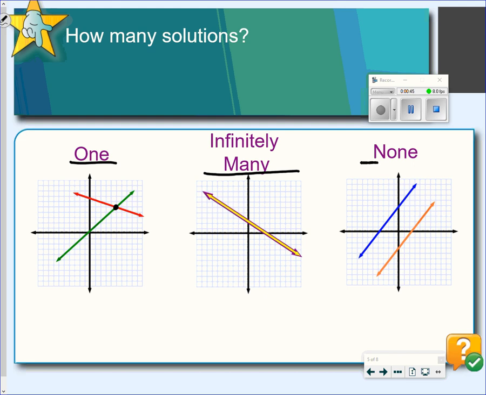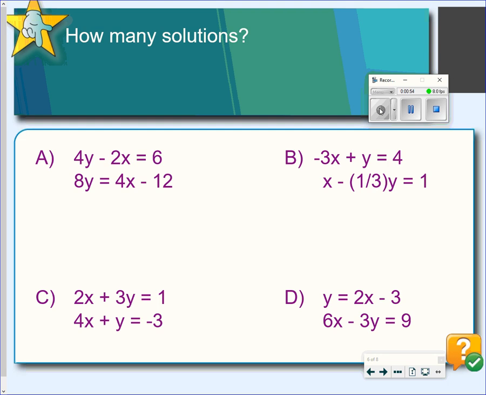The third possibility is that there are no solutions, and this happens when your two lines are parallel, so they have no points in common. So we'll do a few examples here.